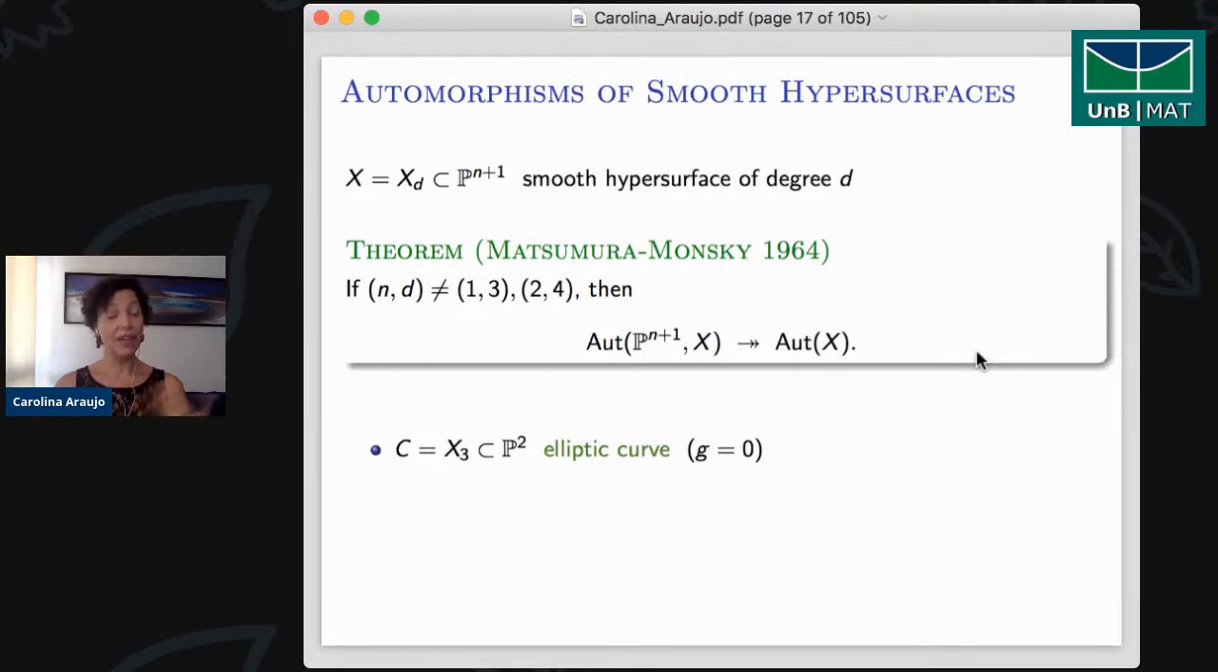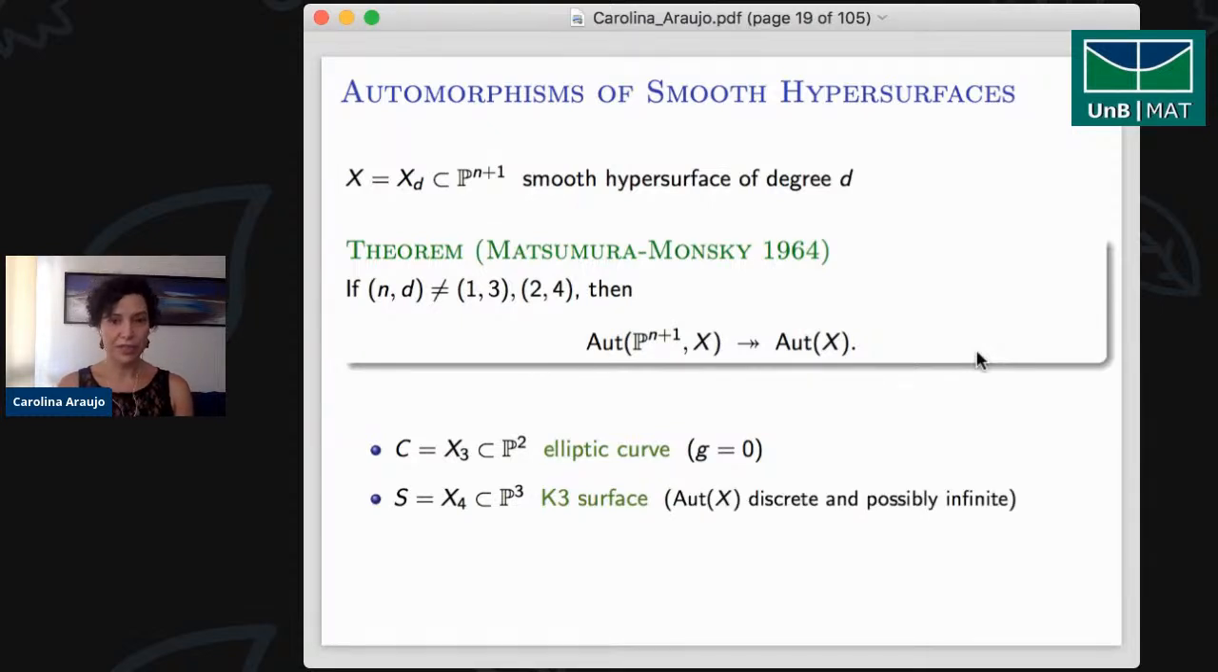So the first exception is the case of an elliptic curve. A curve of degree 3 in P2 with no singularities is an elliptic curve, a curve of genus 1. And we have already seen that in this case, the automorphism group contains a copy of the curve itself. And in general, this part cannot be induced by an automorphism. And the other case is the case of a quartic surface. So this is an example of the object that Cecilia considered yesterday, which is a K3 surface. So in this case, the automorphism group of the surface is discrete and possibly infinite. Actually, it can be finite and it can be infinite and non-abelian, and in the wild of quartic K3 surfaces, all these possibilities occur.